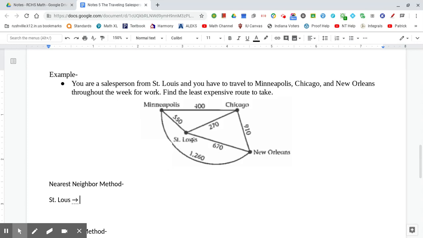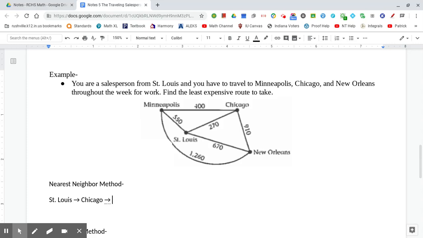So starting off here in St. Louis, I need to look to see where I can travel to. It's adjacent to Minneapolis, Chicago, and New Orleans. Big city, of course, I'd be able to travel to all of these other big cities. But what I want to do is look at the edge that is the smallest weight. So 550, 270, 670, obviously traveling to Chicago. From St. Louis to Chicago, that's the cheapest route, so that's where I'm going to start. So down here where I'm listing where I'm going, I started with St. Louis, and then next, because it is the smallest weight, I'm going to go to Chicago.